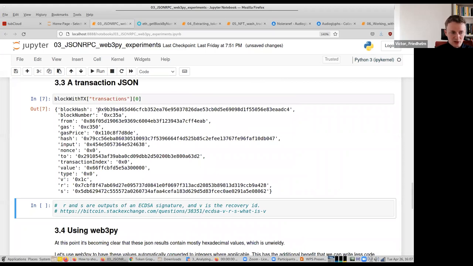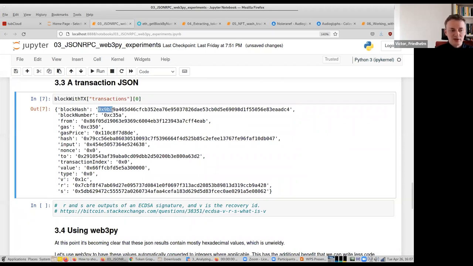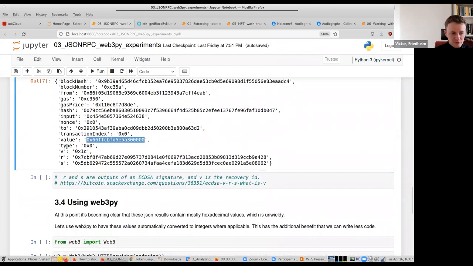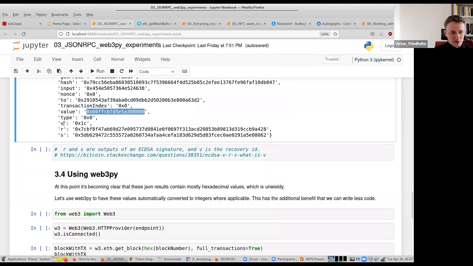And so we'll see it references this block that it was inside with a certain block hash, a certain block number, and then which address this transaction was sent from, which address it was sent to, what was the value that was being sent, and so on and so forth. And here are some additional values that are related to the ECDSA signature. It's not that important, but if you really want to find out, here's a nice link.